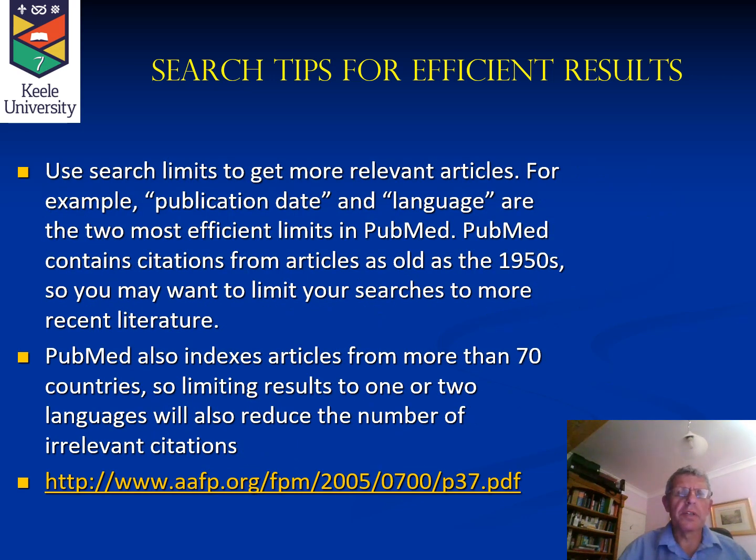We'll just have a quick look at search tips for efficient results. So use search limits to get more relevant articles. For example, publication date and language are two of the most efficient limits in PubMed. You may want to limit your search to more recent literature, for example. PubMed also indexes articles from more than 70 countries, so limiting results to one or two languages will also reduce the number of irrelevant citations.